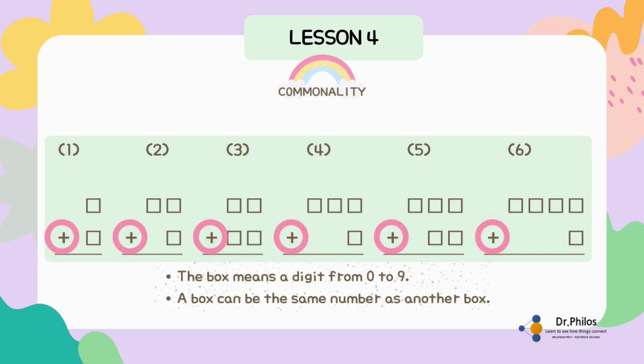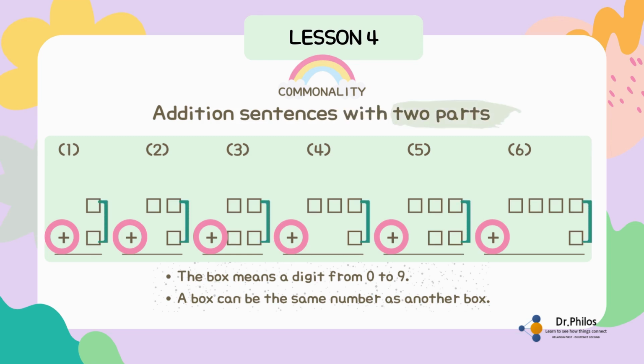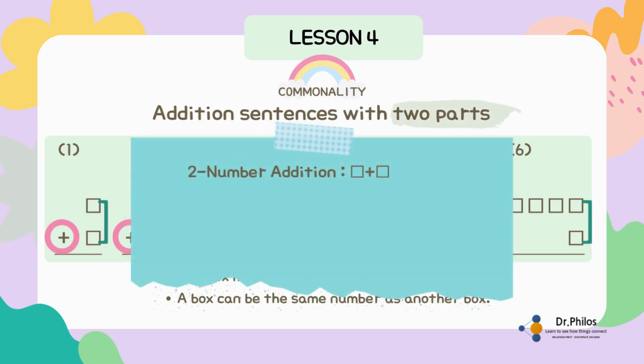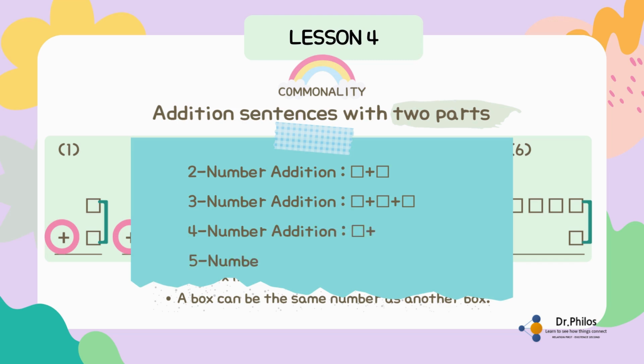That's right. In other words, they are addition sentences with 2 parts. An example that is not a 2-number addition is a 3-number addition. We can write it as box plus box plus box. Great job! There are not only 3-number additions, but also 4 or 5-number additions.